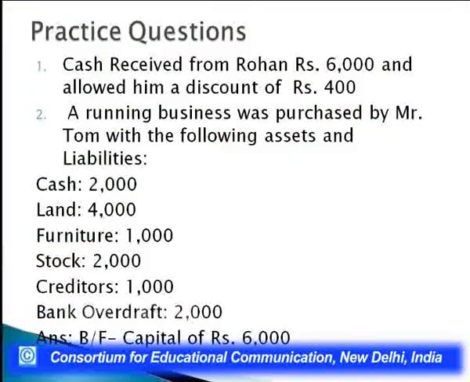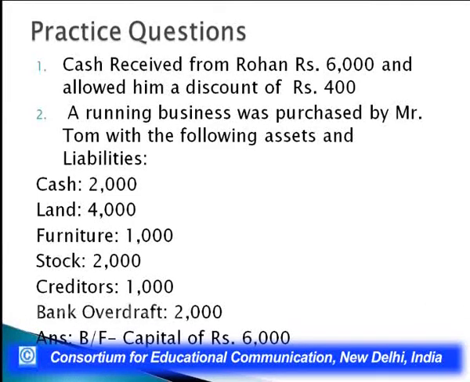The example here says cash received from Rohan rupees 6,000 and allowed him a discount of 400. I am not going to show you the solution for this particular example. I wish you would apply the discussion we had so far, because this is the last slide for the purpose of this compound entry. So I want you to think about what will happen. I will discuss it, of course.